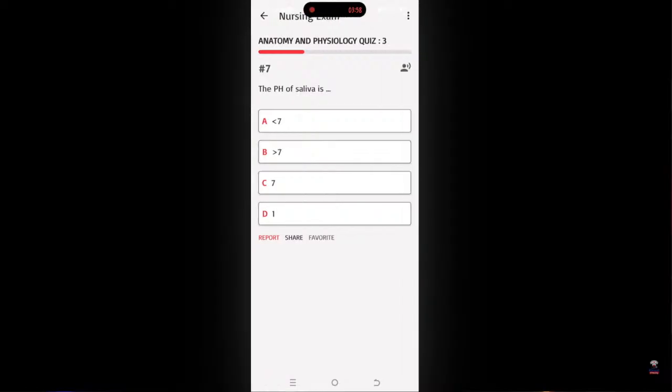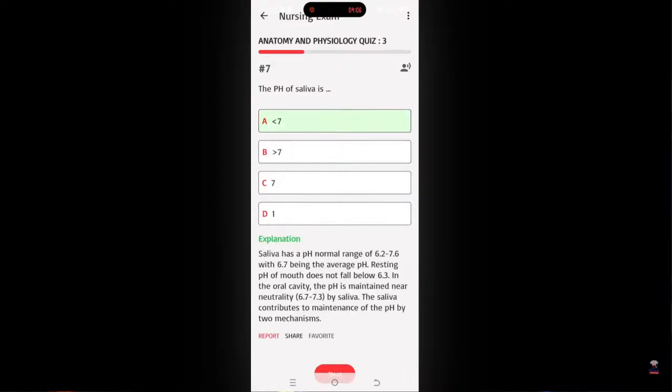The pH of saliva is A. 7, B. 7, C. 7, D. Correct answer. Saliva has a pH normal range of 6.2–7.6 with 6.7 being the average pH. Resting pH of mouth does not fall below 6.3. In the oral cavity, the pH is maintained.